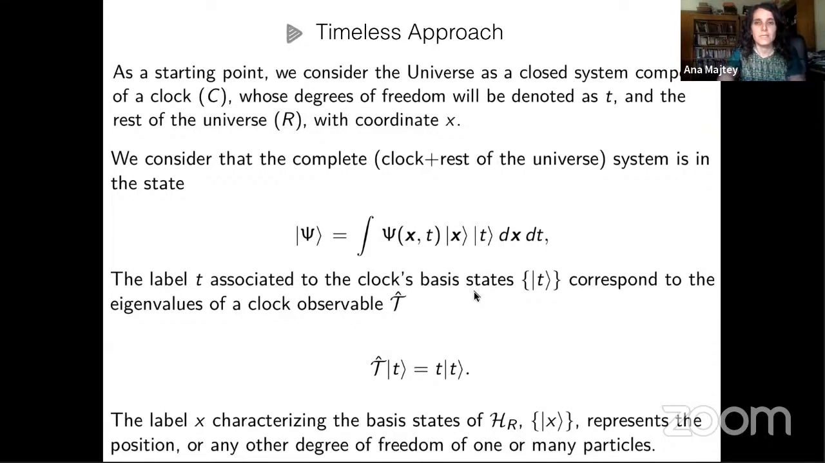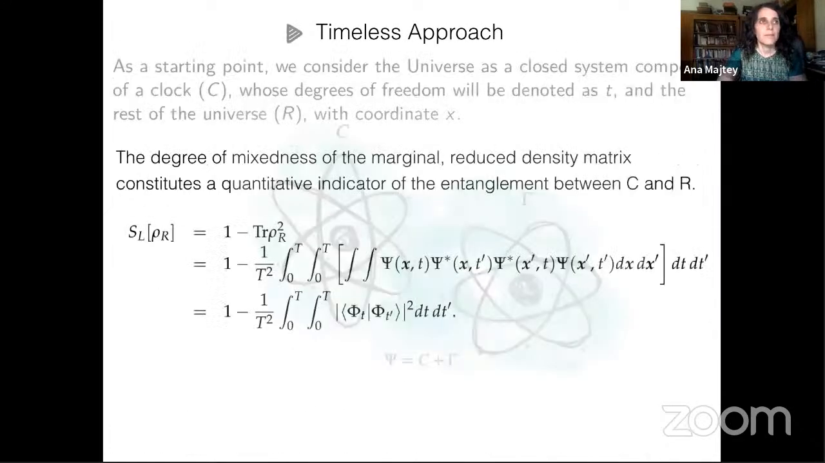I won't go deeper into these approaches, but one thing that one is sometimes interested in is calculating the entanglement between the clock and the rest of the system. As the universe is in a pure closed quantum state, the entanglement can be quantified through the degree of mixedness of the marginal reduced density matrix. So what we do here is compute the reduced density matrix of the system of interest, which is the rest of the universe, tracing over the degrees of freedom of the clock, and we compute the entanglement using the linear entropy. Of course, we can compute the entanglement using the von Neumann entropy, which is the standard measure of entanglement for pure states. But this is also a nice quantifier of entanglement.